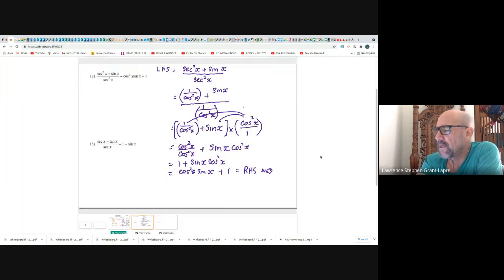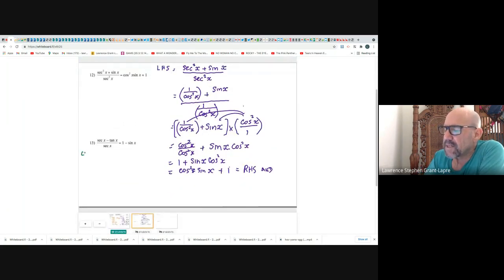On my screen. All right, I'll just say left-hand side equals sec x minus tan x over sec x. Now I've got one denominator. What I didn't do in the first one would have been easier actually. I could have just written, like up here, I could have gone a different way.